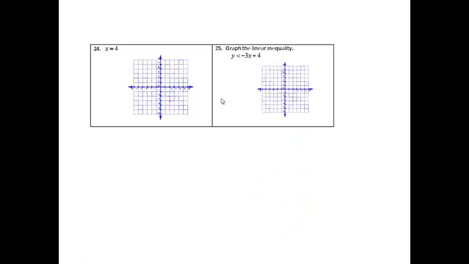Okay, number 24, graphing the line x equals 4. We know if the x-axis goes horizontal, then an x equals line is going to go vertical. So we'll go over to x equals 4 and draw ourselves a vertical line, remembering to put arrows on the ends.